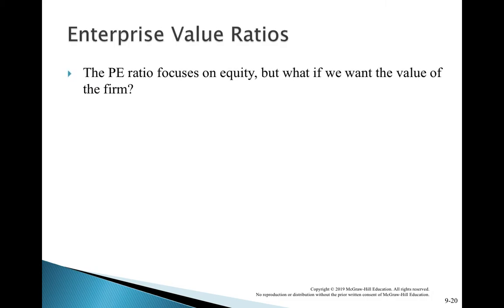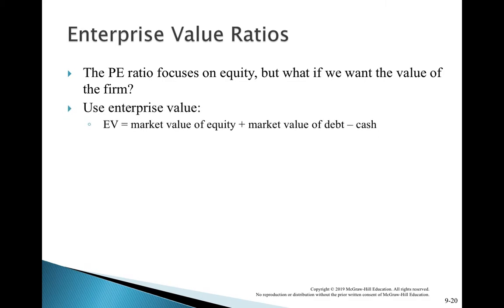Now we come to the enterprise value ratio. You know, price earning ratio focuses on what? Focuses on the equity, price per share divided by earning per share. Both numerator and denominator are talking about per share. So both are focusing on the equity. But what if we want the value of the whole company, value of the whole firm? In that case, we have to go for the enterprise value.